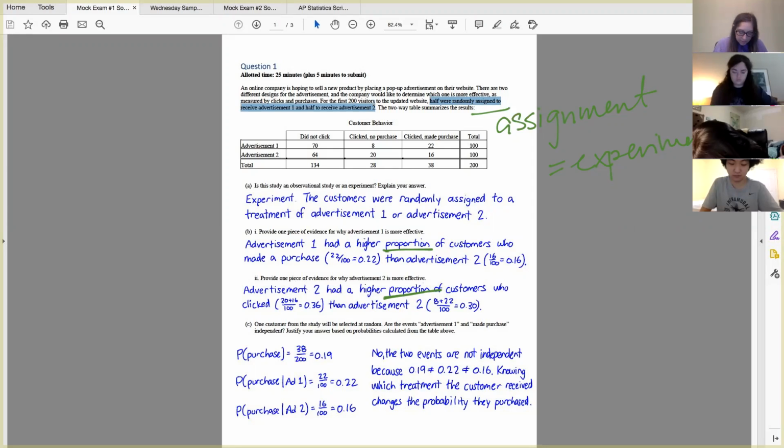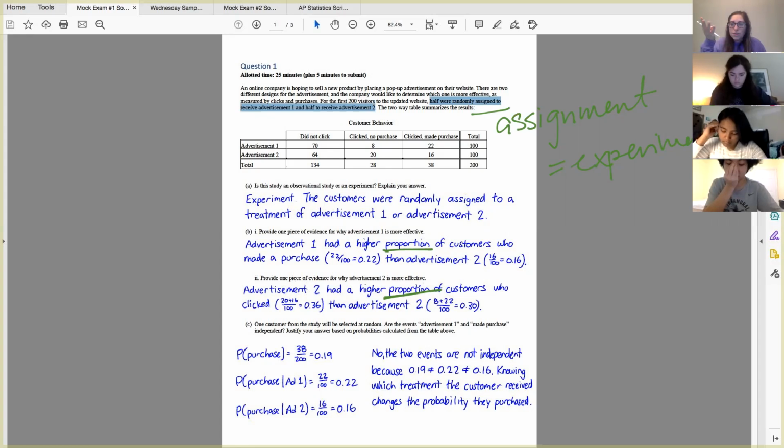And then for part C, they wanted you to prove whether it was independent or not. So are the events advertisement one and made purchase independent? And it wants you to do that mathematically. And that actually showed up in both mock exams, which is interesting to me because I'm just wondering if it's going to actually be on the AP exam because of that.